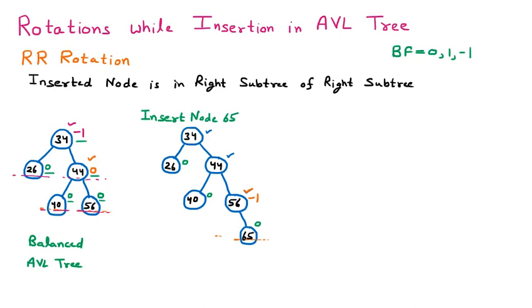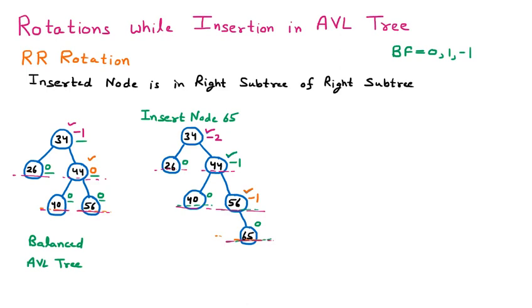Now find the balancing factor of node 44. On the left hand side we have one level, on the right hand side we have 1 and 2, so two levels on the right. So 1 minus 2 is minus 1. Now we are going to find out the balancing factor of 34. On the left hand side we have only one level, on the right hand side we have 1, 2 and 3. So 1 minus 3, that is minus 2. So minus 2 is the balancing factor of node 34.